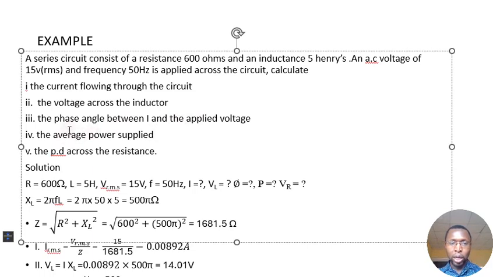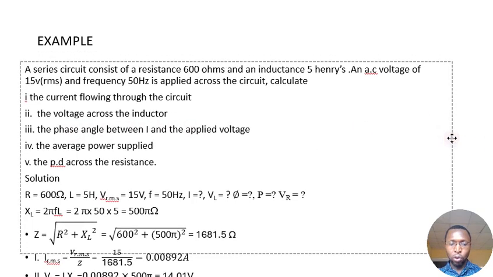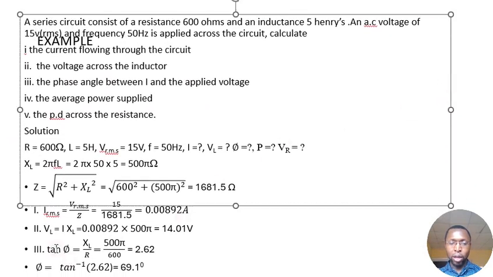All right. So next we have to also obtain the phase angle between the current and the applied voltage. To do that, we use our formula. The phase angle is phi. So tan phi is equal to X_L, that's the inductive reactance, over R. That's the formula for phase angle. Now X_L has been obtained to be 500π, and then R remains 600. Then we have our tan phi to be 2.62. And when you find the tan inverse of 2.62, our phase angle will be 69.1 degrees.